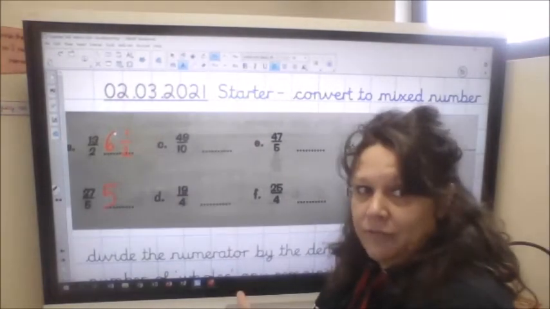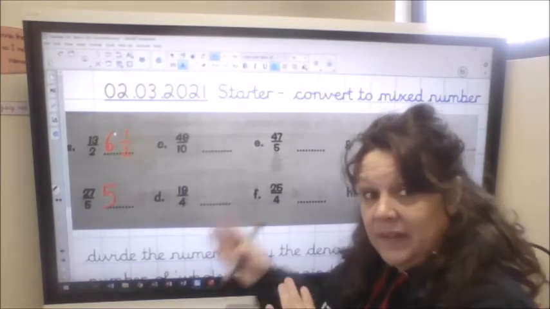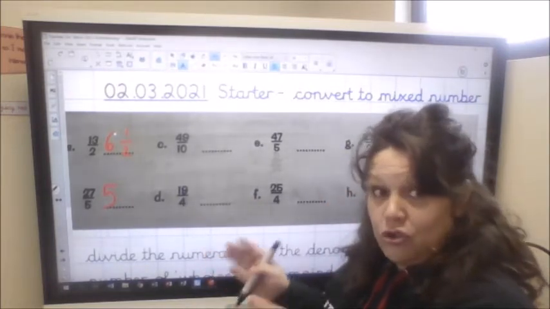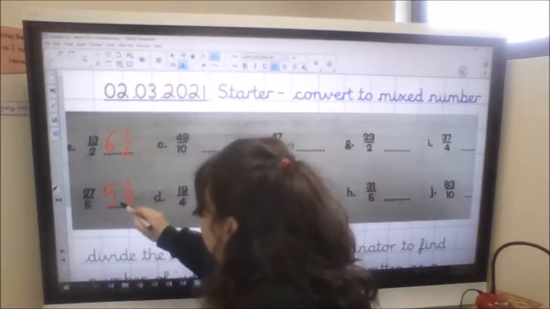How many have we got left over? Well, we've got 2 because the difference between 27 and 25 is 2. So we've got 2 fifths.